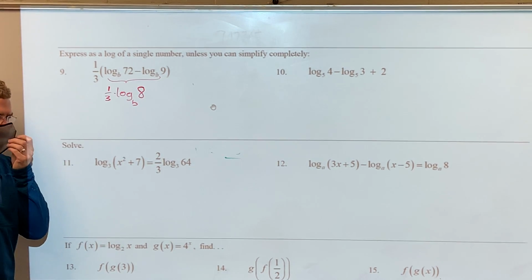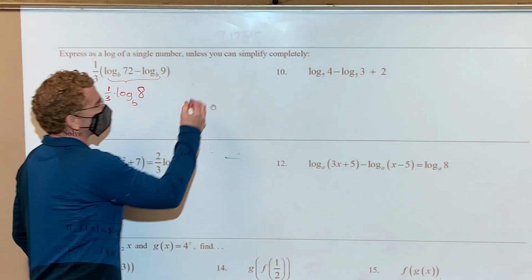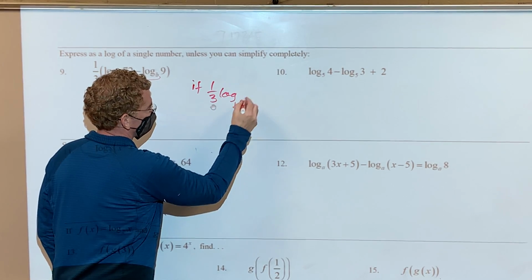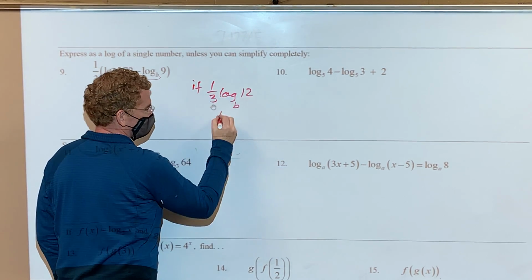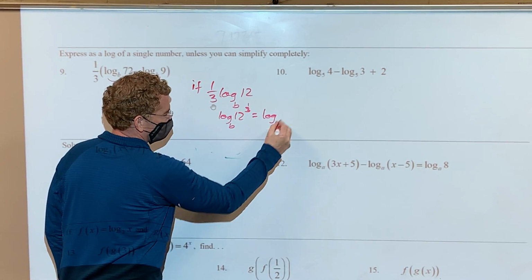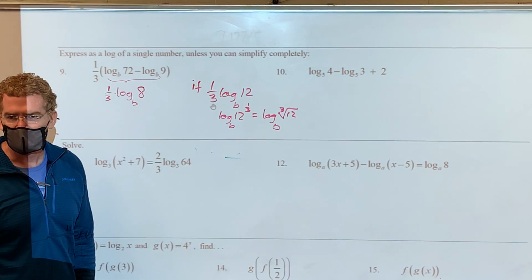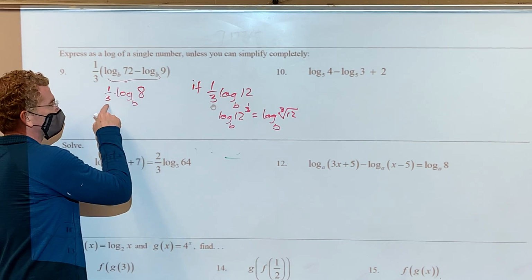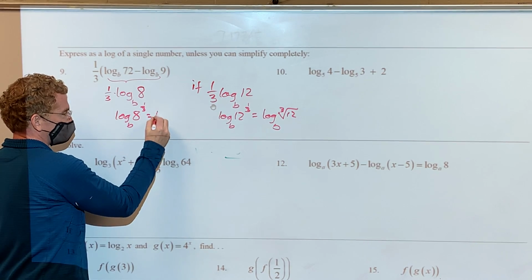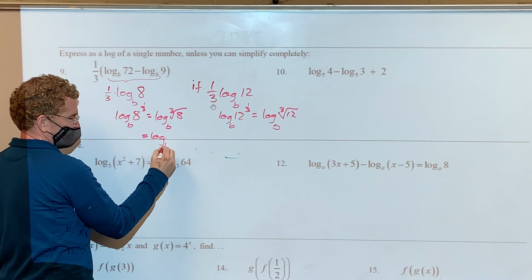But if when you swing it, it really helps, then do it. For instance, if I had 1/3 log base b of 12, and I swing it up there and I get log base b of 12 to the third, or log base b of the cube root of 12, it really didn't make it look a whole lot better, did it? So what's the point? But if I swing the 1/3 up here, log base b of 8 to the third, isn't that the cube root of 8? And that's nicely simplified to log base b of 2.